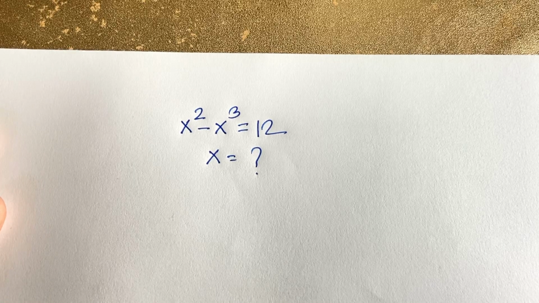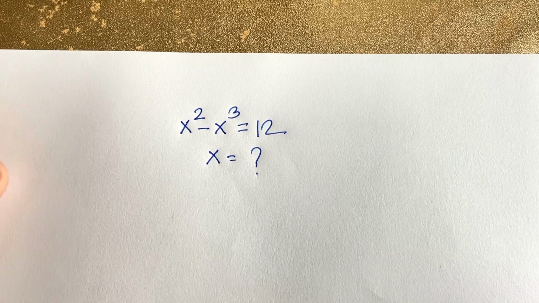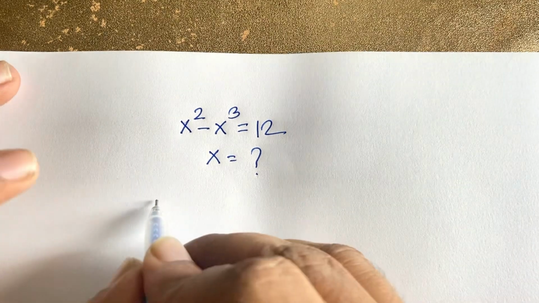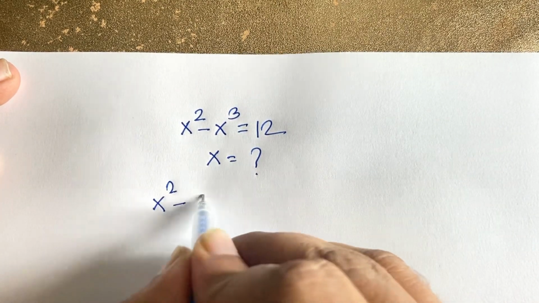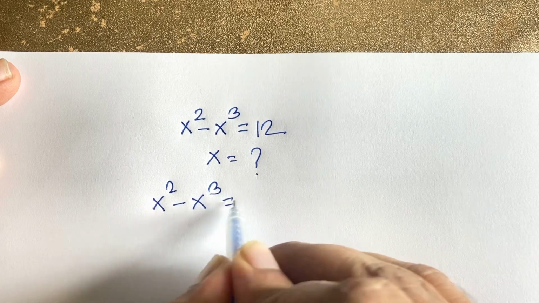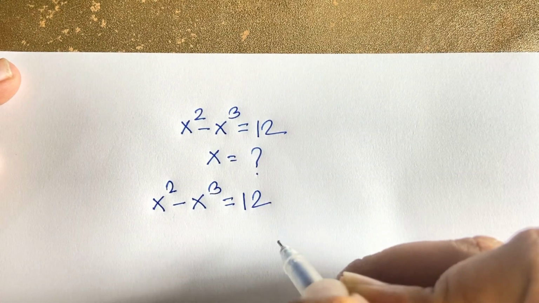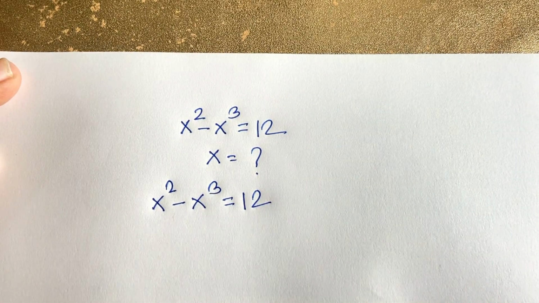Hello everyone, in this video we'll solve this interesting math question: x squared minus x cubed is equal to 12, x is equal to what? How to solve this question? It is interesting math, so let's start. Our question is x squared minus x cubed is equal to 12. At this moment we'll find out the value of x in this exponential equation.